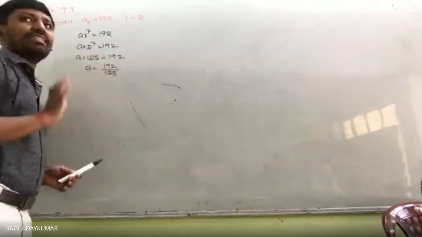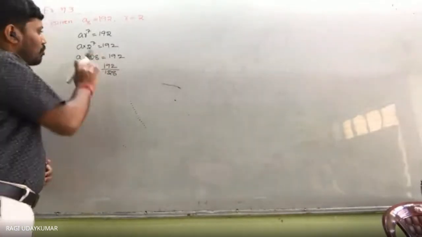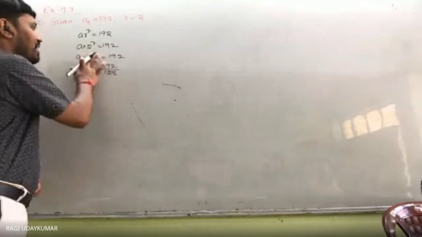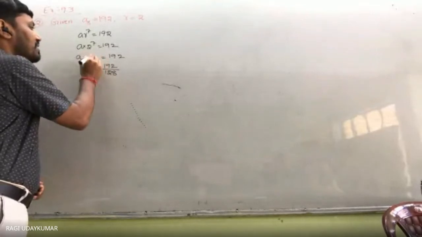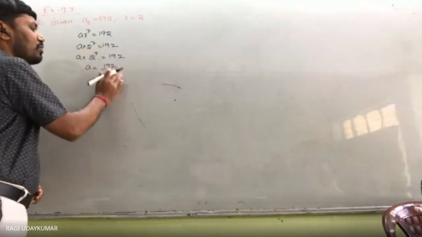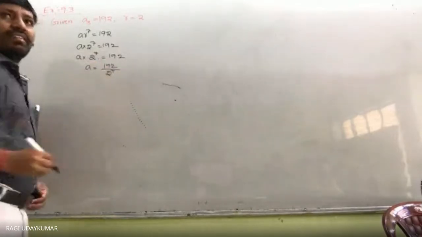This is the a value, and you are asked to find the 12th term. Whenever it asks for the 12th term, you keep this 128 as it is. Even 2 power 7 you can keep as it is, because if the a value is given as 2 power 7, no need to simplify it. So we are asked to find the 12th term.